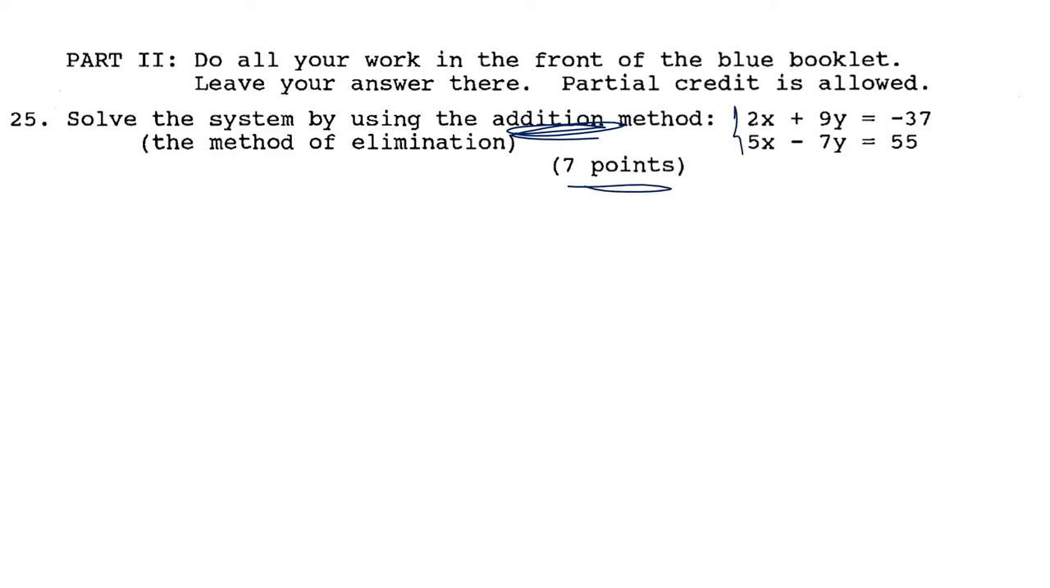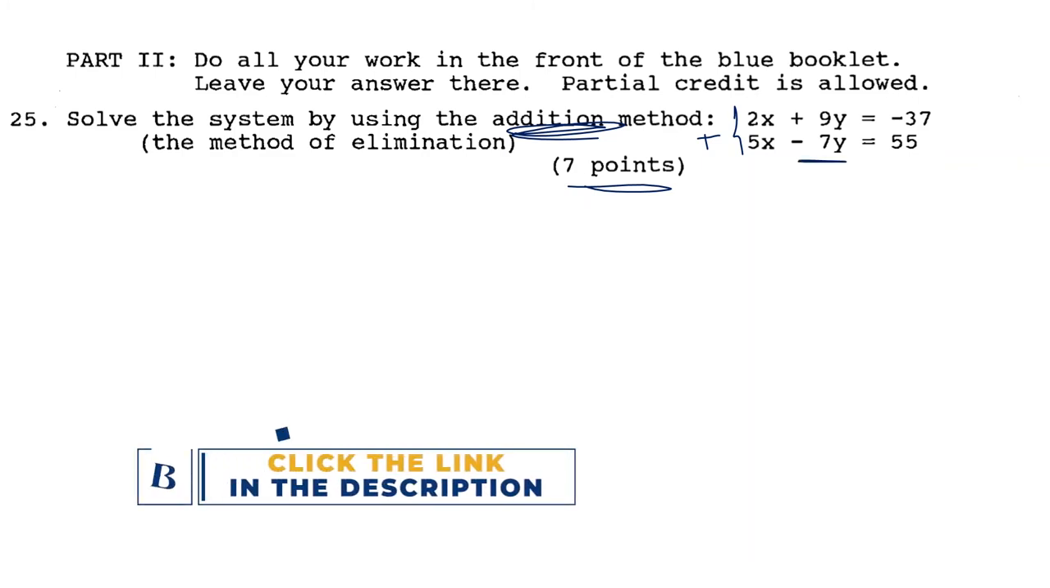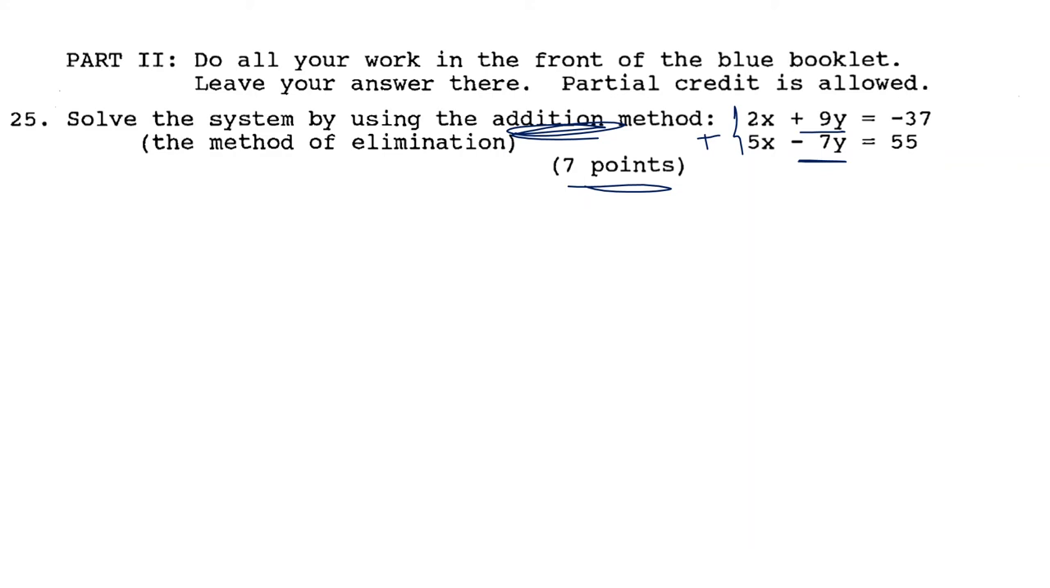All right. So what I would do, if I add, I see that negative 7y and 9y would cancel each other. So I would try to get the y's equal. So 2x, let me rewrite it, 2x plus 9y is equal to negative 37. And then 5x minus 7y is equal to 55. So if I multiply the top by 7 and the bottom by 9, why would I do that? I need to bring the y's to the same exact constant.